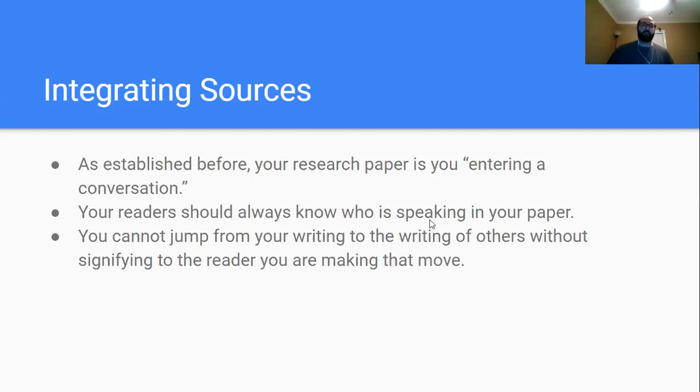When you're doing this, you have to be able to distinguish between your voice and the voice of people you might be citing and researching. So your readers should always know who is speaking in your paper. You cannot jump from your writing to the writing of others without signifying to the reader you are making that move. So again, think about it as the street signs metaphor.